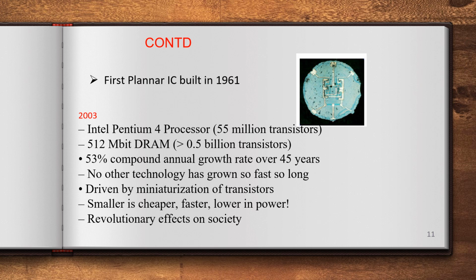53% compound annual growth rate over 45 years for this VLSI technology. No other technology has grown so fast for so long. VLSI technology is driven by miniaturization of transistors. Transistors are now fabricated at a very small size, and if you go for mass production, cost automatically comes down. So these circuits are much faster and consume very little power. This VLSI technology brought revolutionary effects in society.